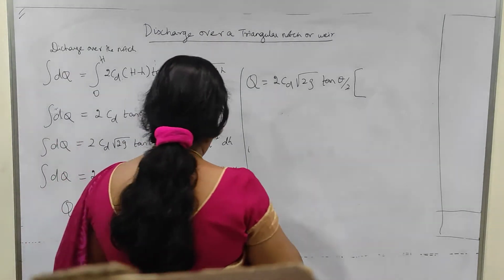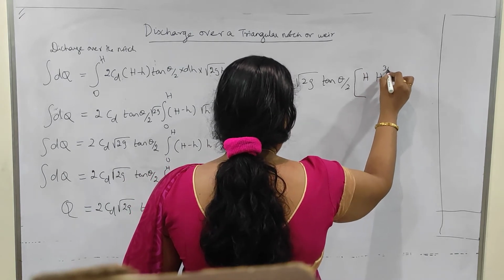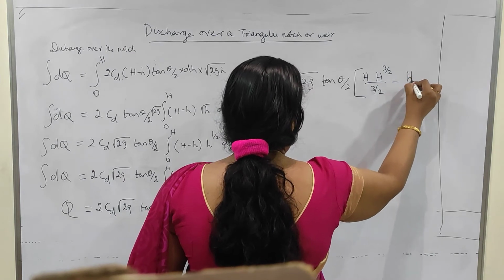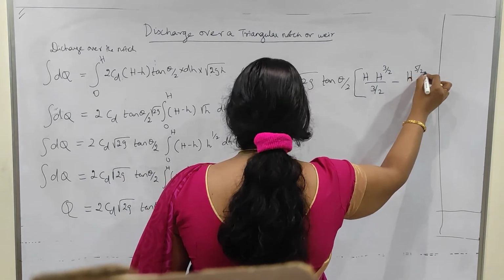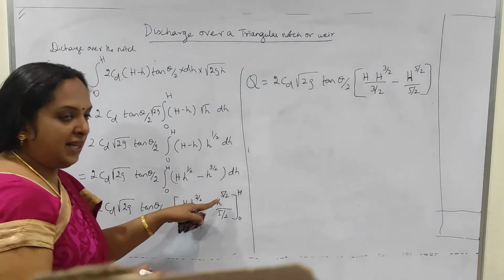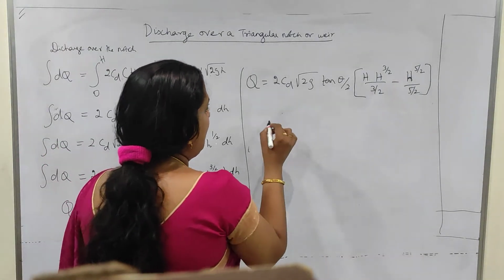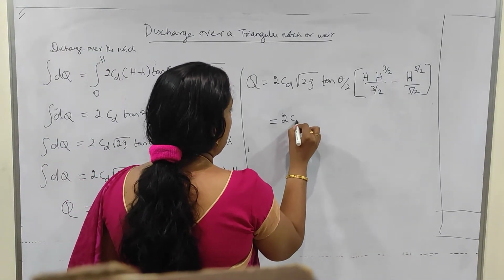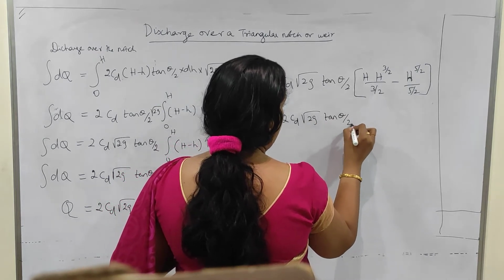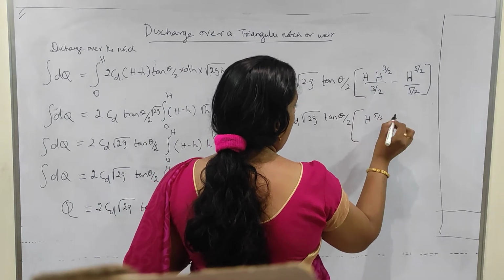So how can I write it? Instead of small h, I am writing h to the power of 3 by 2 by 3 by 2 minus h to the power of 5 by 2 by 5 by 2, where this h is capital H. I am just applying the limit here, only the upper limit because the lower limit is 0. So I am rearranging this once again. It is 2 Cd into root 2g into tan theta by 2 into H into h to the power of 3 by 2 is h to the power of 5 by 2.